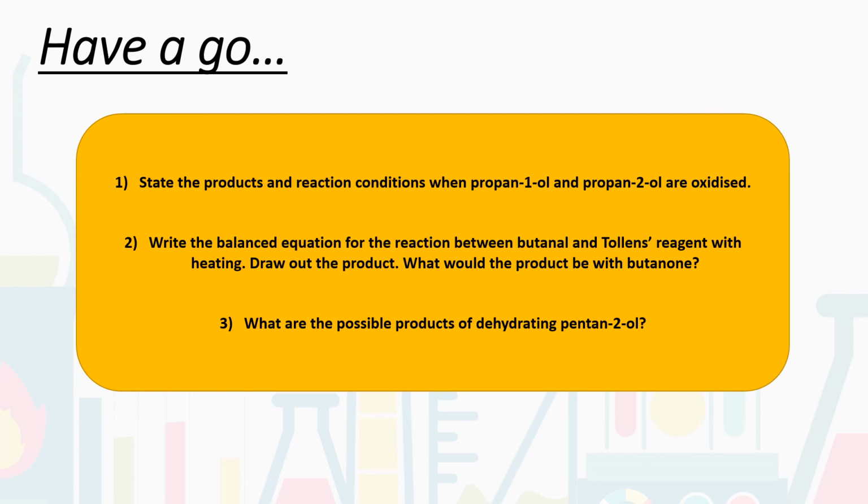Write the balanced equation for the reaction between butanal and Tollens reagent when we heat, and draw out the product, and what would it be with butanone. And then finally, what are the possible products of dehydrating pentan-2-ol?